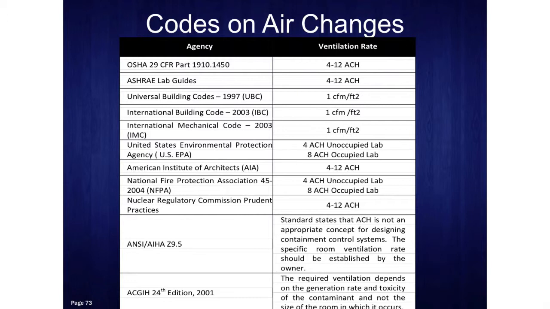And then when you get to ANSI and the American Industrial Hygiene Association, they start talking about air changes as not an appropriate concept for designing contaminant control systems. And the ACGIH, or American Conference of Governmental Industrial Hygienists, talks about ventilation depending on the generation rate and the toxicity of the contaminant.